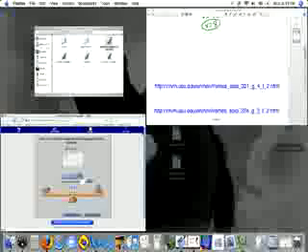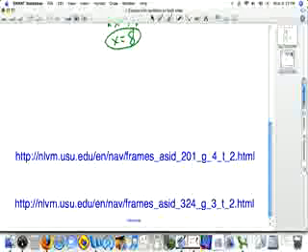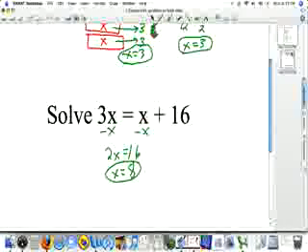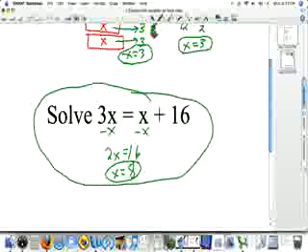Okay, hopefully this visual representation helps you understand the algebra a little better. But at some point, we want you to just be able to get to this step right here and just be able to do it algebraically. Alright.